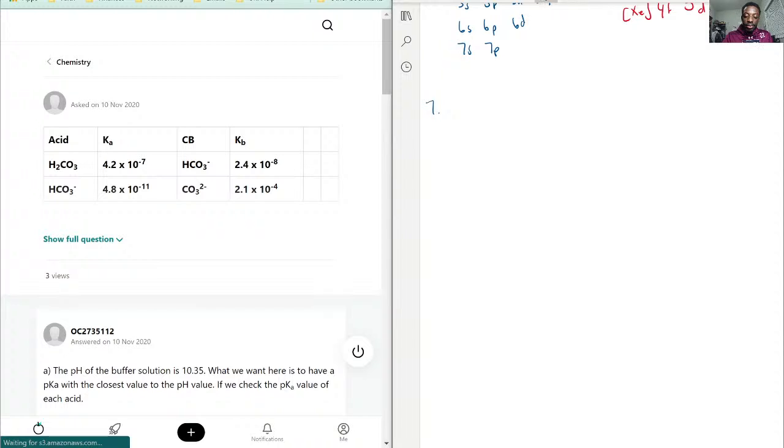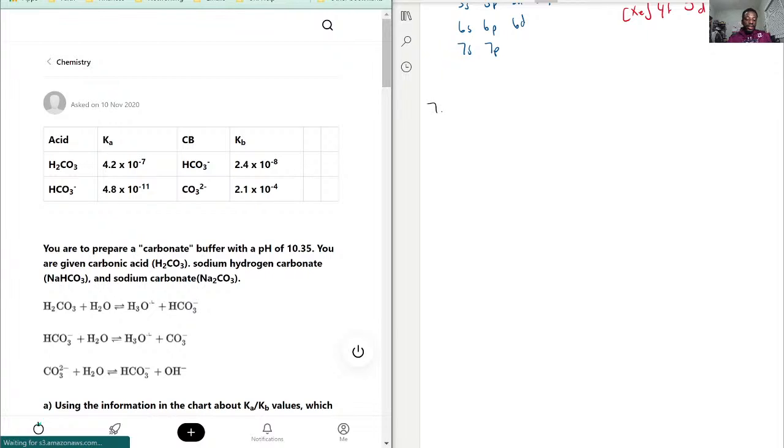We have this about acids and bases. So with this, they're giving some information. Okay, they have the acid H2CO3.